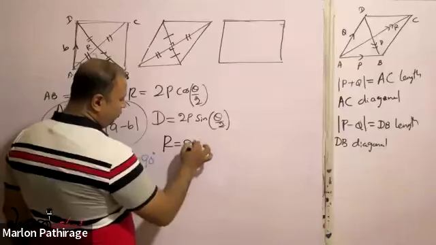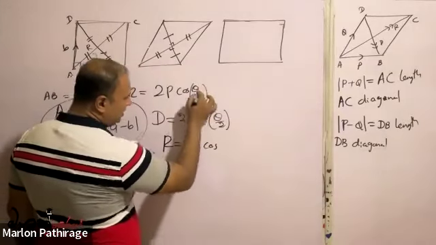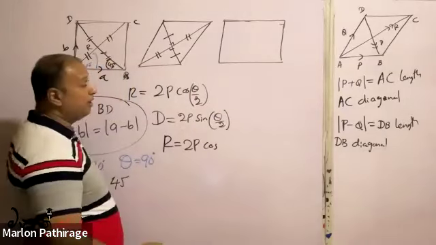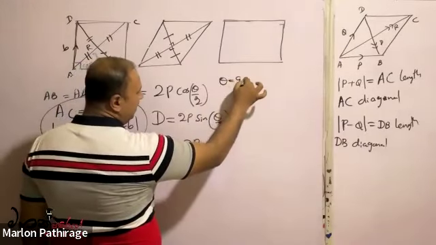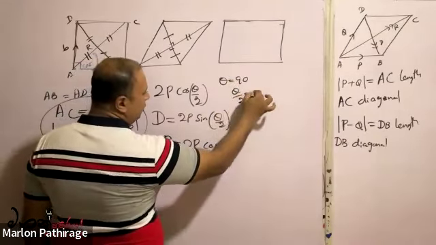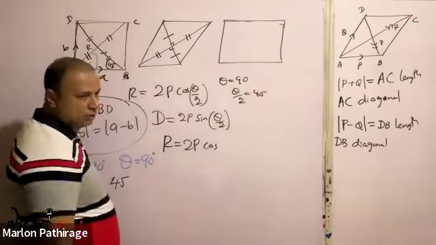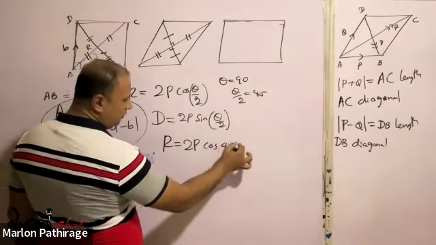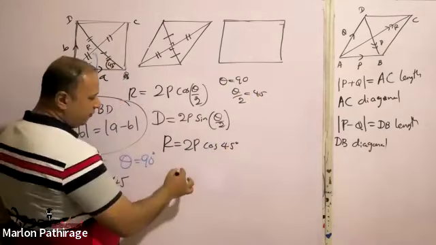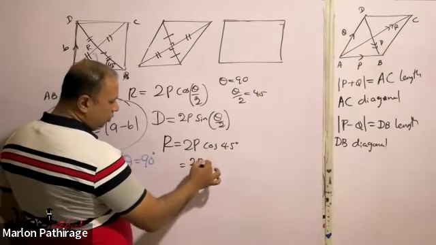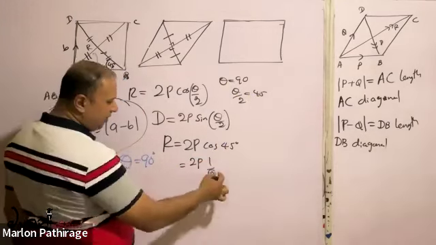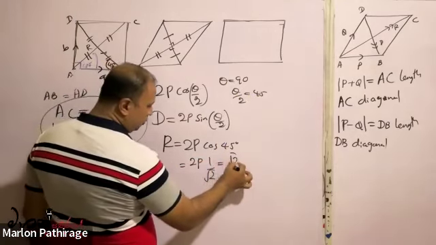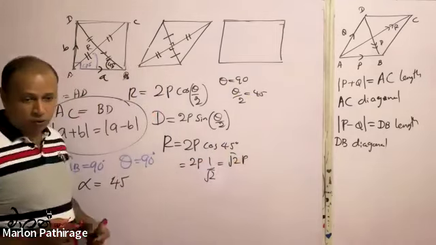This is equal to p cos 90 over root 2. 90 over 2 is 45. If theta is 90, theta over 2 is equal to 45, so this should be cos 45. Cos 45 is 1 over root 2. If you simplify this, the answer is root 2 p.